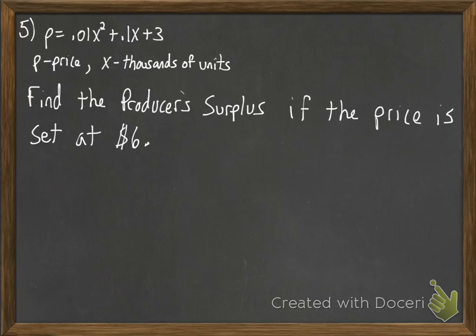So we want to find the producer surplus here if the price is set at $6. So we're told that the price is set at 6. We want to first find how many they are going to be supplying if the price is $6. So we need to first find our X bar. Okay, so plug that into our supply curve.